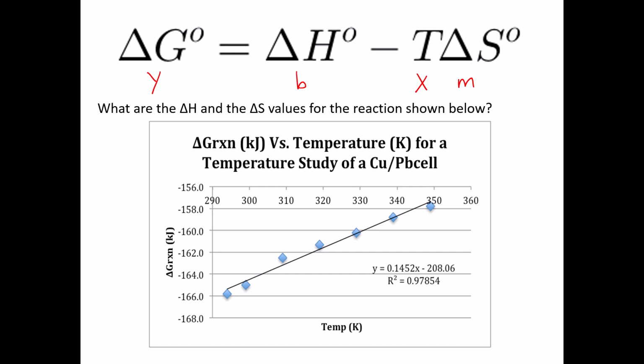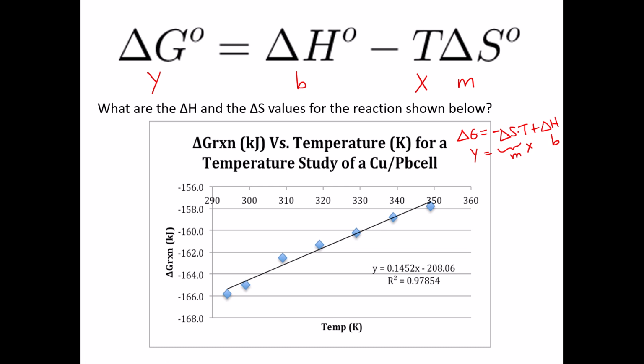Alright, so if I rearrange this to fit into y equals mx plus b a little bit better, I would have delta G is equal to negative delta S times T plus delta H. So y equals, and this negative delta S is your M, T is X, delta H is B.